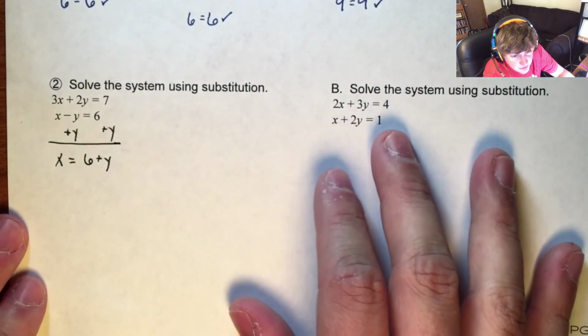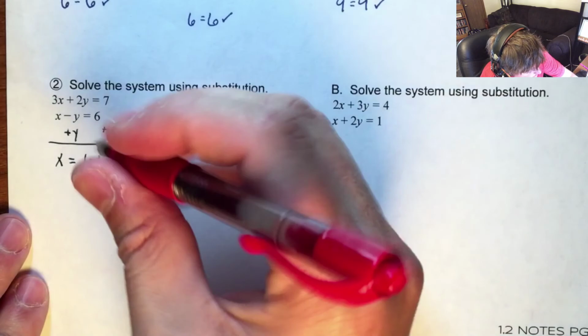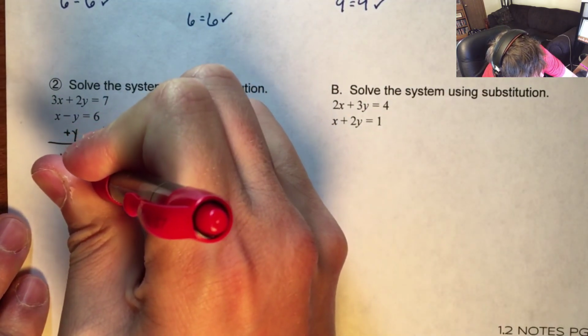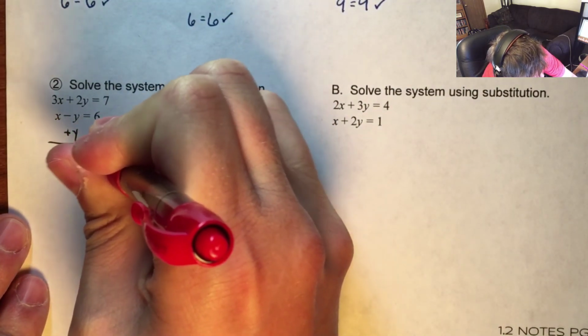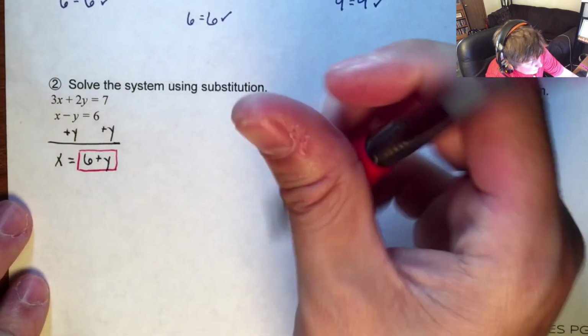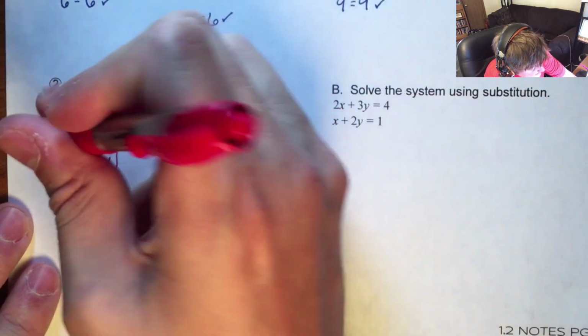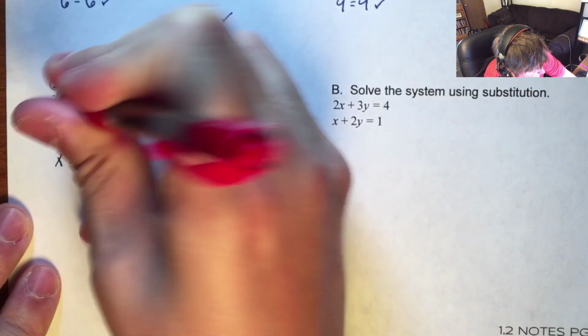Now these problems are no different. I have x by itself. I know what it's equal to. You just got to make sure that you're taking the entire expression that x is equal to, 6 plus y, and plug it into the other equation where the x is. So I'm going to take it and I'm going to replace it right here.